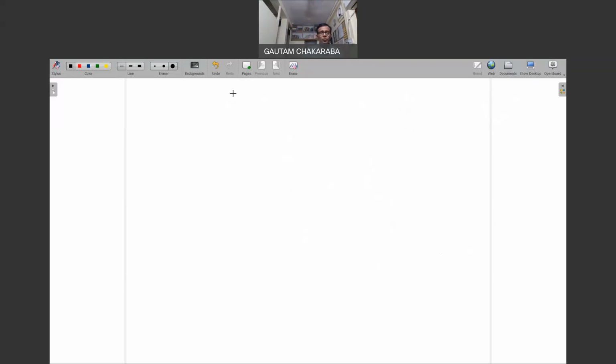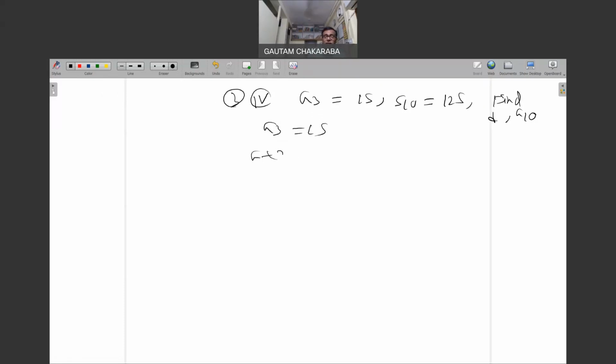Now I move to the fourth part. A3 is equal to 15, S10 is equal to 125. Find D and A10. So S10 and A3 are already given, so we make two equations. A3 is equal to 15. What is A3? A plus 3 minus 1 into D.